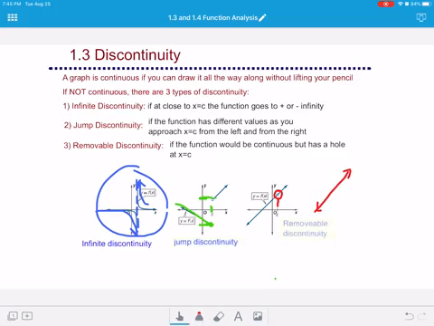Okay, so those are very, very simple. You just need to know the names. Infinite discontinuity: there'll be a vertical asymptote going to positive or negative infinity on either side of that asymptote. Jump discontinuity: it's obvious, it jumps from one function y value to another. And removable discontinuity: you just need to know it's called a hole.